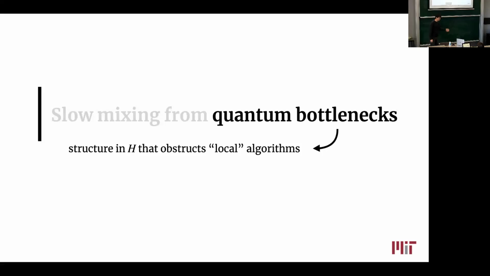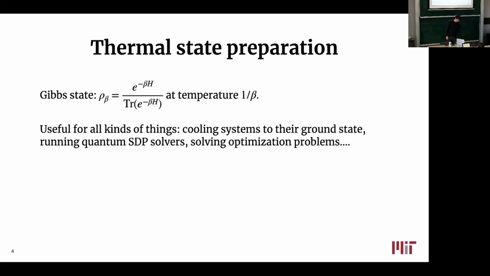So by a bottleneck here, I'm referring to some kind of structure in the Hamiltonian that prohibits families of algorithms from doing well. This is kind of going to be a generalization of a classical bottleneck argument. This will all be defined much more in the coming slides, of course. So let's start with what is a thermal state.